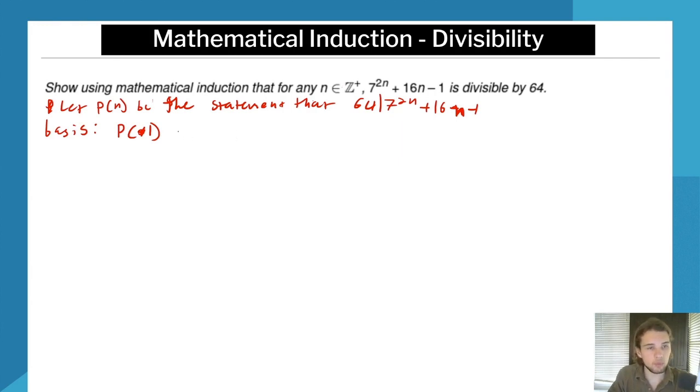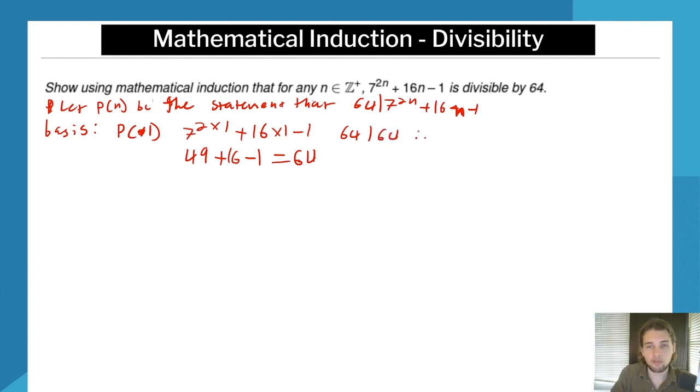So we have P1, that is 7 to the 2 times 1 plus 16 times 1 minus 1, which is the same as 49 plus 16 minus 1, which is equal to 64. So for our basis step, we know that it's true because 64 divides 64. Therefore, it is true for P1. Then we can do our inductive hypothesis.